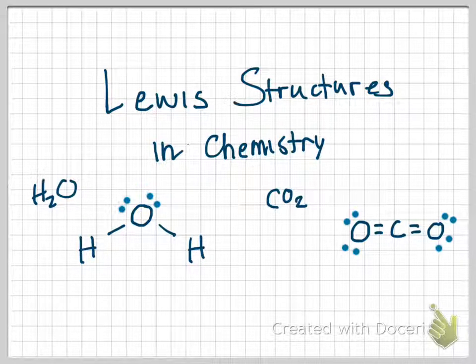So how do we decide how these molecules are put together? And that is what I'm going to talk about today in the 5 simple techniques in order to come up with a Lewis structure for any small chemical molecule.